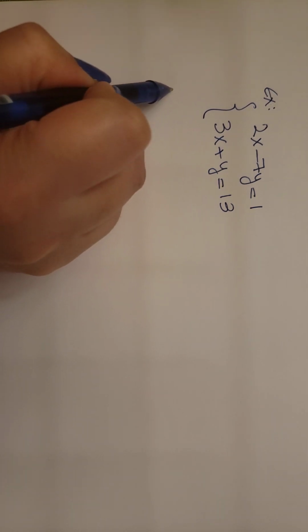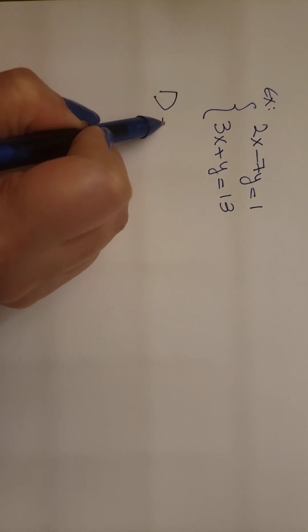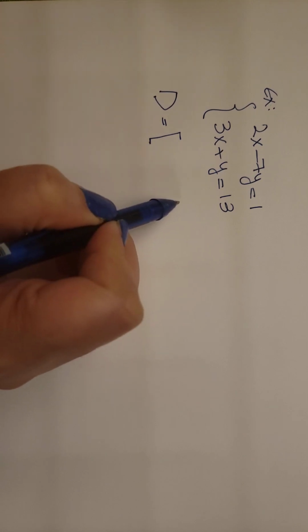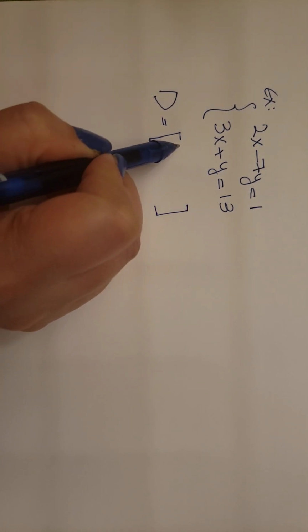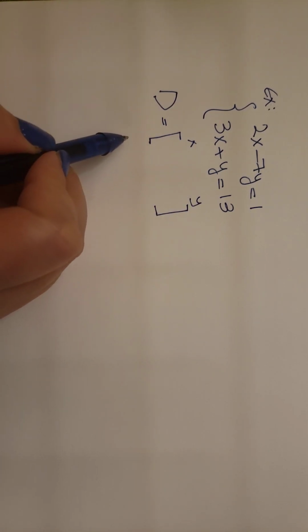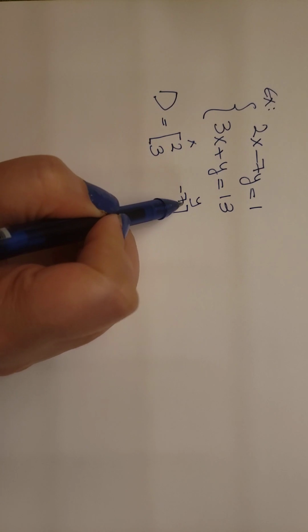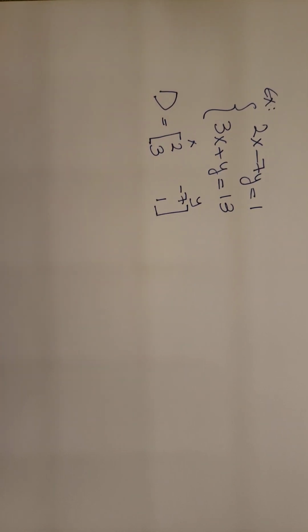First thing, I have to define the D matrix. I'll start by defining the D matrix, which is coefficients of x, coefficients of y. Coefficients of x would be 2 and 3. Coefficients of y would be negative 7 and 1.